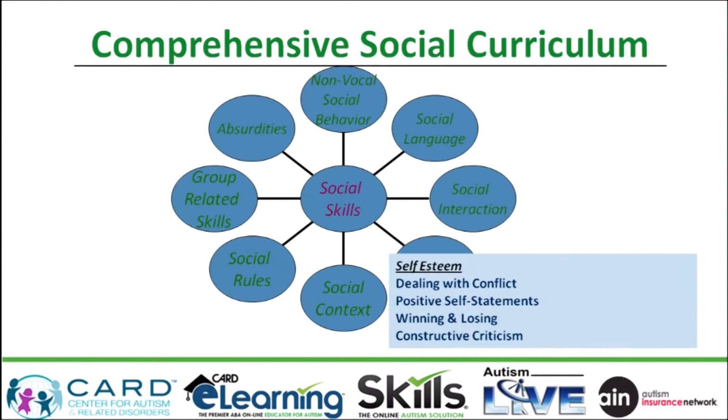Self-esteem, this can be a really huge issue for some children that are on the spectrum. Some of them have a lot of anxiety or self-doubt and engage in some negative self-talk. So it's anything from learning to deal with conflicts and being a good sport, as well as using positive self-statements and so on.